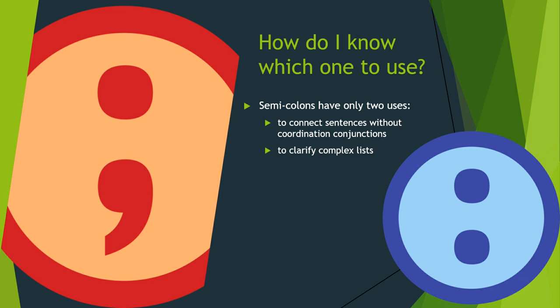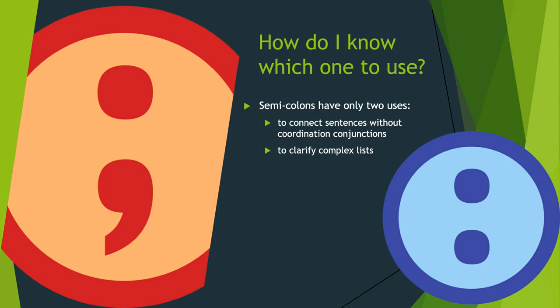So if you have two sentences and you want to stick them together because they're so closely related, but you don't want to use a conjunction, you want them to just flow right into each other, then you can use a semicolon in that case. But you only want to do that very rarely, okay, and only when they just really need to be together as one unit. And also, they are used to clarify complex lists. So in that case, they're used essentially like a comma when you have very, very complex lists going on. And I'll show you an example of that in a minute.